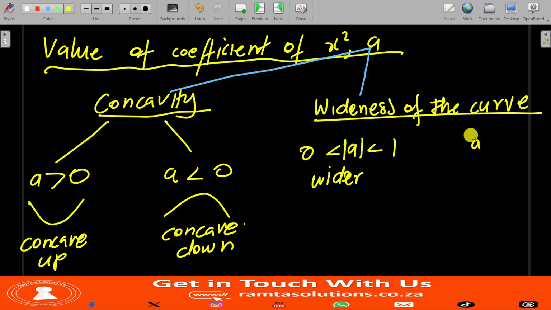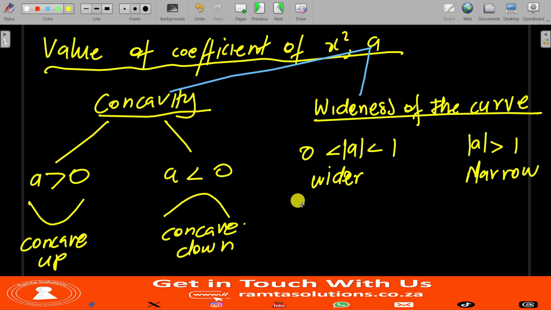When I say absolute value, it doesn't matter whether a is positive or negative. The absolute value of negative 2 is a positive 2, and the absolute value of positive 2 is also positive 2. So an absolute value returns numbers in their positive sense. So if the absolute value of a is greater than 1, your function will be narrow.